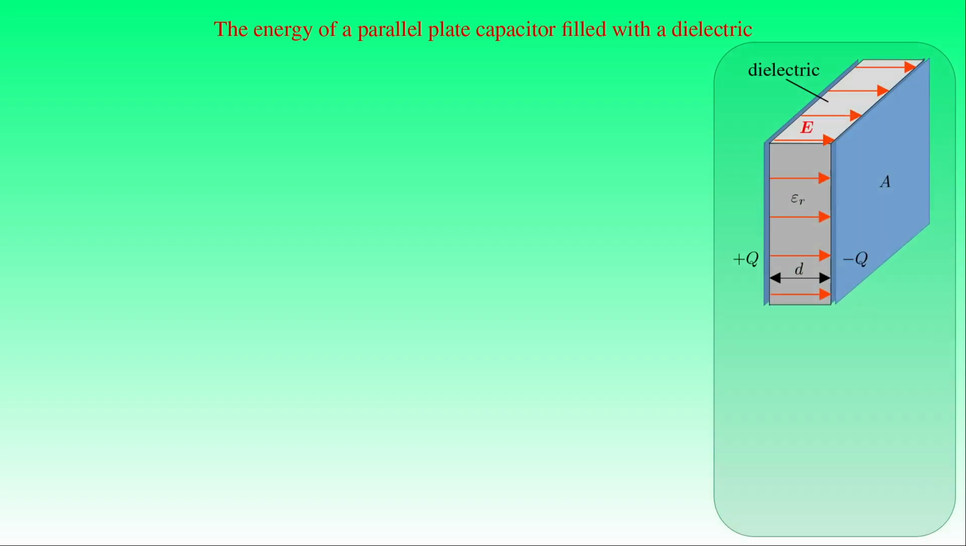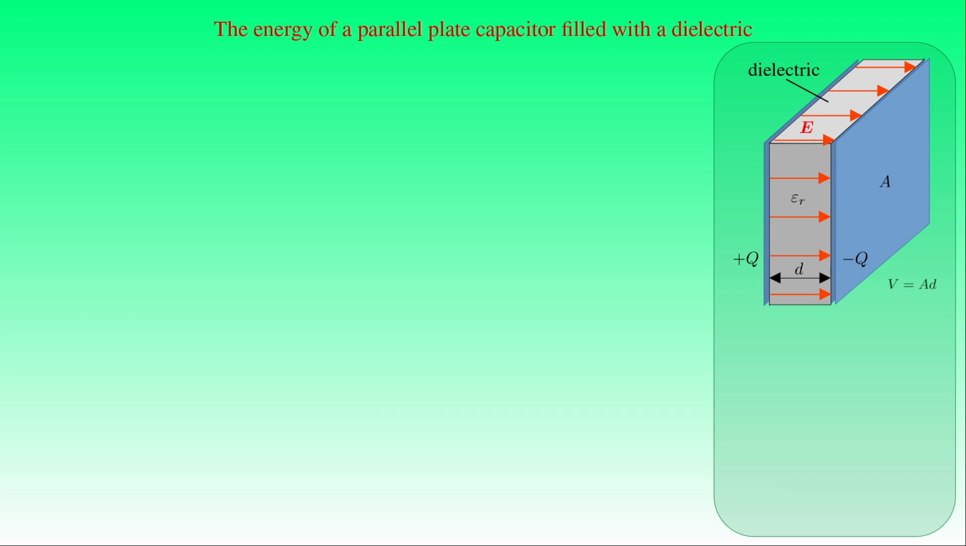In order to determine the energy density of an electrostatic field in a dielectric material, we start with the simple example of a charged parallel plate capacitor with dielectric. Let us consider a parallel plate capacitor with a homogeneous and isotropic insulating material of relative permittivity epsilon R that completely fills the space between its plates. Here A denotes the area of each plate and D is the distance between the two plates.